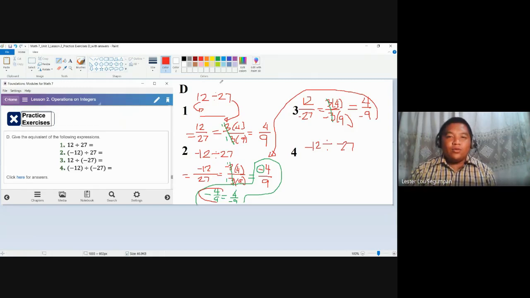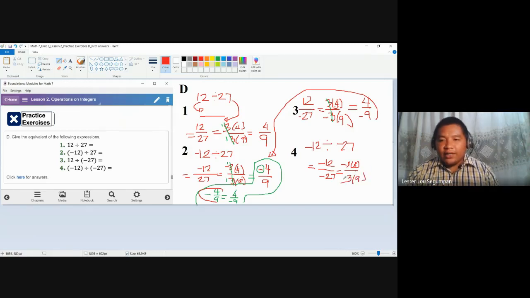To show it, we have here negative 12 over negative 27. You can factor this as negative 3 times 4 and negative 3 times 9. Using the cancellation law, cancel the negative and cancel the 3. This is further proof that when you divide two negative integers, you get a positive answer, in this case positive 4 ninths. You can change the values here and use other numbers as practice if you want.